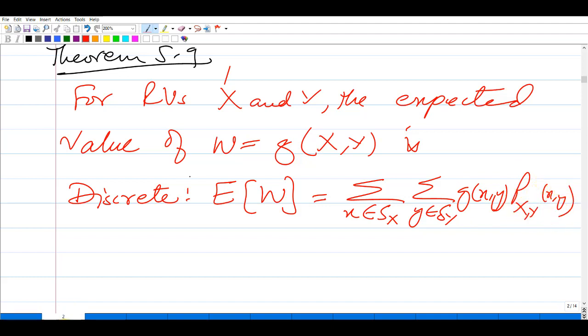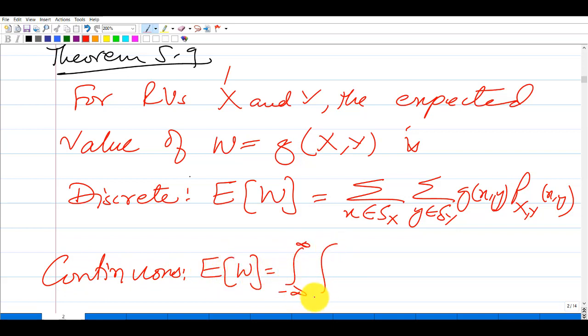Similarly, for the continuous, the expected value of W is defined as the double integral over the range of X and Y of g(X,Y) times the joint PDF of X and Y.